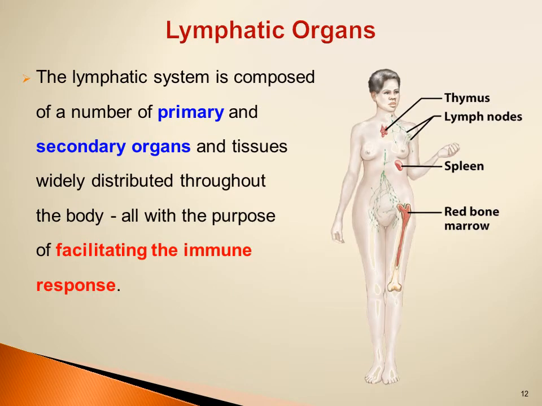As I said earlier, the lymphatic system also contains a number of primary and secondary organs and tissues widely distributed throughout the body, all with the purpose of facilitating the immune response. Examples of the primary and secondary lymphatic organs and tissues: the thymus, the lymph nodes, spleen, red bone marrow, and so on.